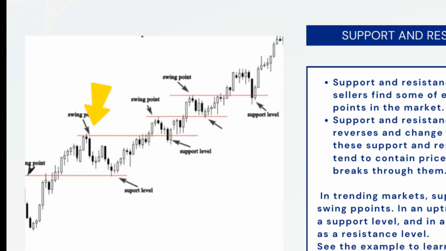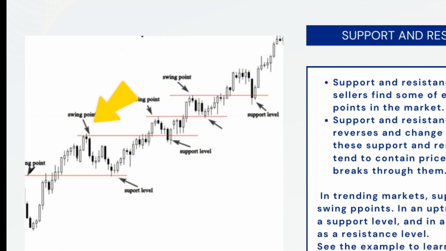You see this high? Swing points are simply higher highs and higher lows. I told you an uptrend is made up of higher highs and higher lows. So now this is an uptrend. This happens to be our higher high, which is also a swing point, higher low, which is also a swing point, higher high, swing point, higher low, swing point. Now, we said in a trending market, the support and resistance are gotten from swing points. So this higher high that is a swing point is automatically a resistance.